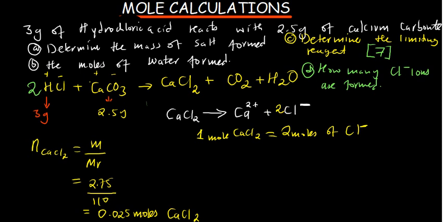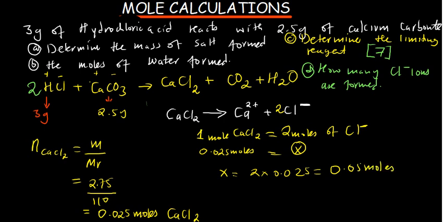But the moles of calcium chloride which are formed here is 0.025. So the question is how many chloride ions are going to be formed? So that is what we want to find. We want to find x. So if we multiply this x times 1 there, that will just be x. So x is going to be 2 multiplied by 0.025. Okay, so that is going to give us 0.05. These are moles of chloride ion which are formed.